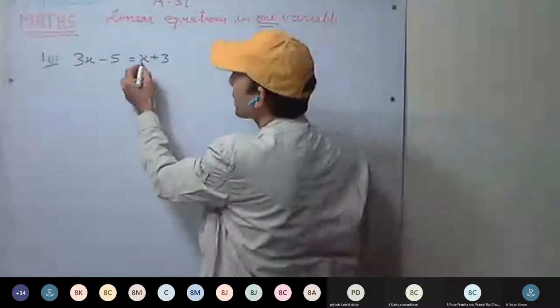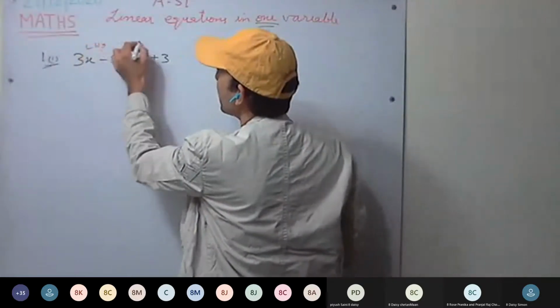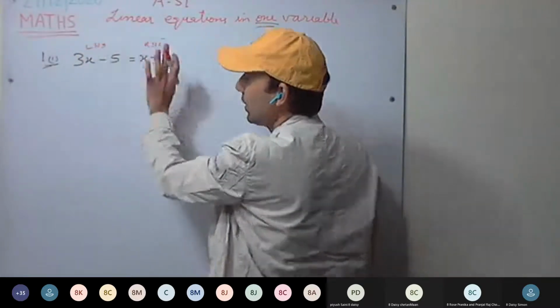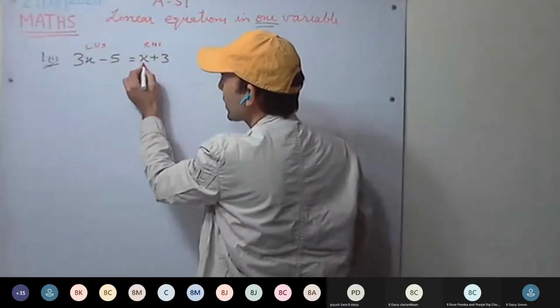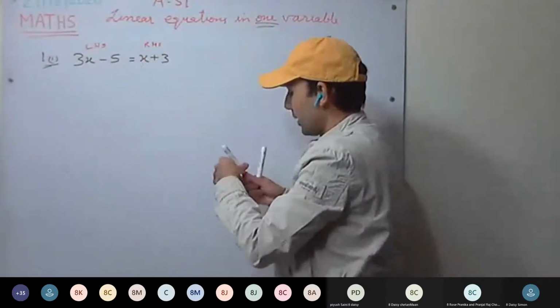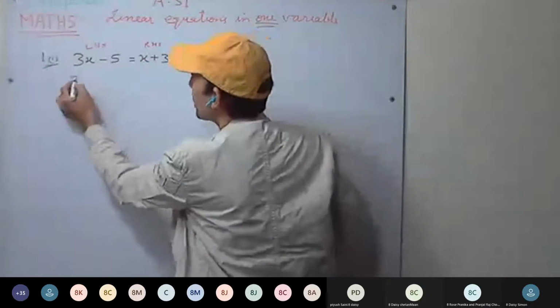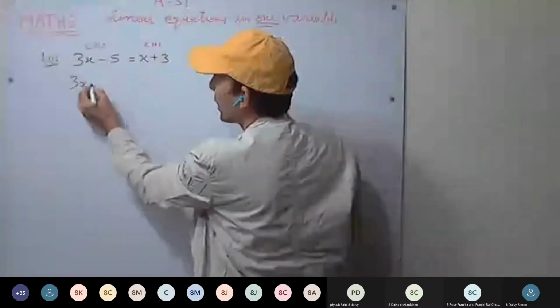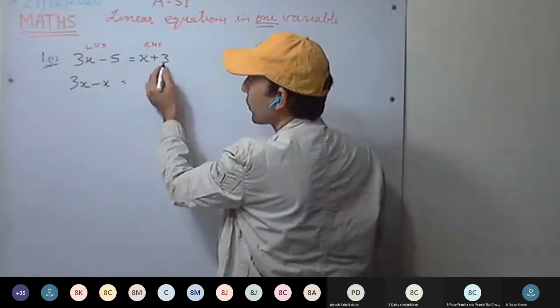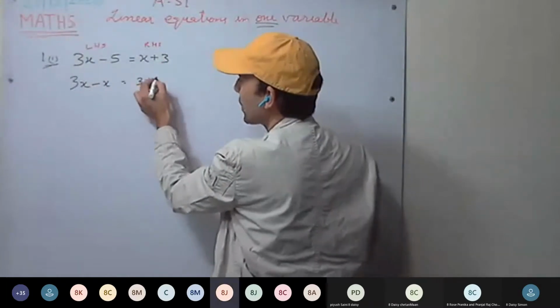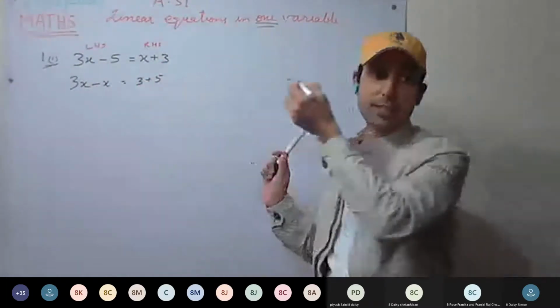So what we'll be doing here? We'll be moving x. This is the left hand side, this is the right hand side. No need of writing that, just for your knowledge I'm writing. So x will move on the left hand side: 3x minus x. The 5 on this side will become minus 5, so it will become plus. Either you can write 3 plus 5 or 5 plus 3, that is the same thing.